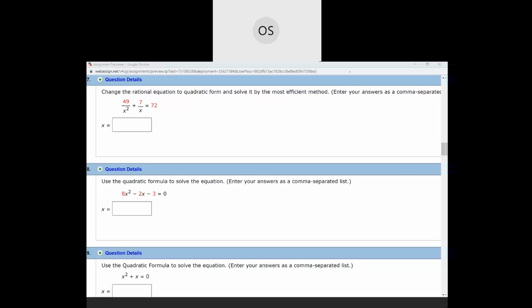X squared. Yes, we're going to multiply by x squared because in that way you're going to cancel everything. That's the goal. You want to cancel all the denominators. So I'm going to multiply by x squared. So here we're going to distribute both of those by x squared, right? So I'm going to rewrite it so it's x squared times 49 over x squared plus x squared times 7 over x equals 72x squared.